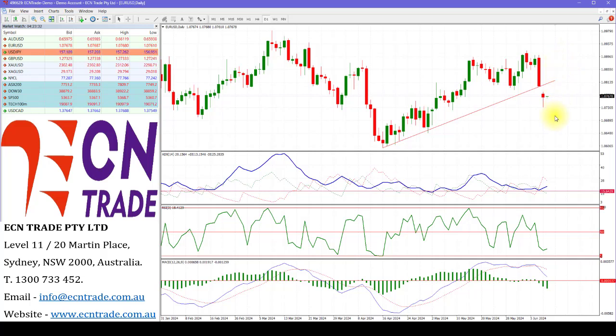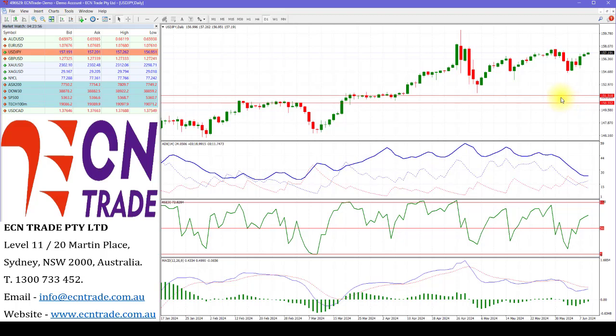A close beneath there would give some concern, as stop losses could be triggered and see a fall towards 107.20 to 106.70-75 before any bounce. The dollar-yen price action edges higher as the dollar index, which measures the greenback strength against a basket of 6 major currencies, holds around 105.05.